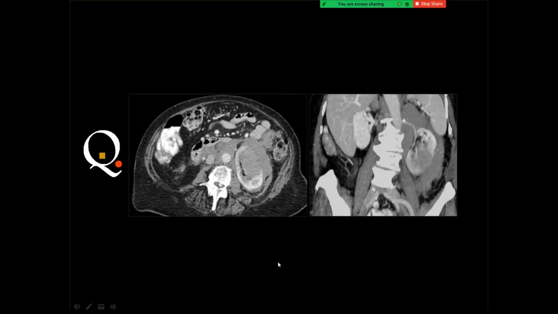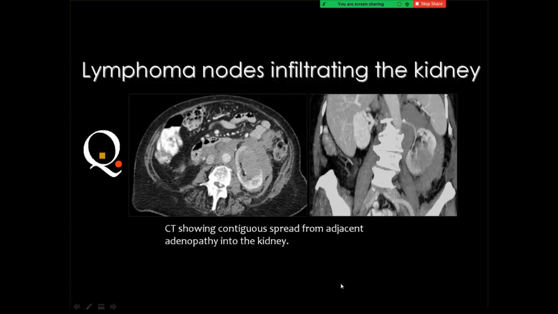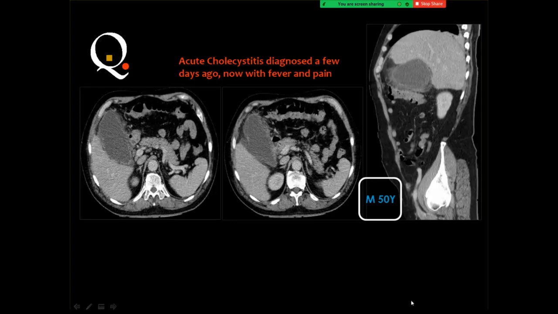and you know that lymphoma of the kidney may arise inside the renal parenchyma and may be the extent of a nearby lymphomatous lesion like retroperitoneal nodes and lymphoma of the adjacent structures. This patient is 50 years old with acute cholecystitis, diagnosed a few days ago, and now is presenting with fever and pain.